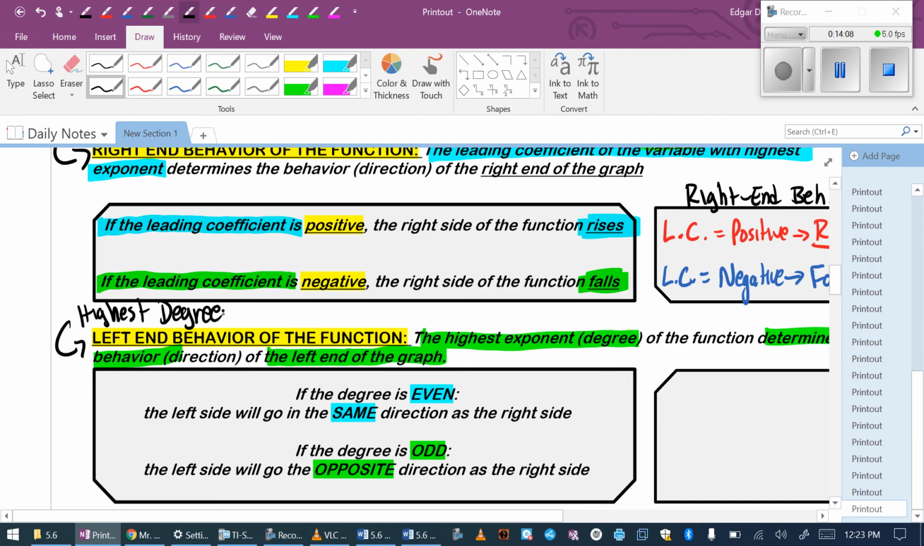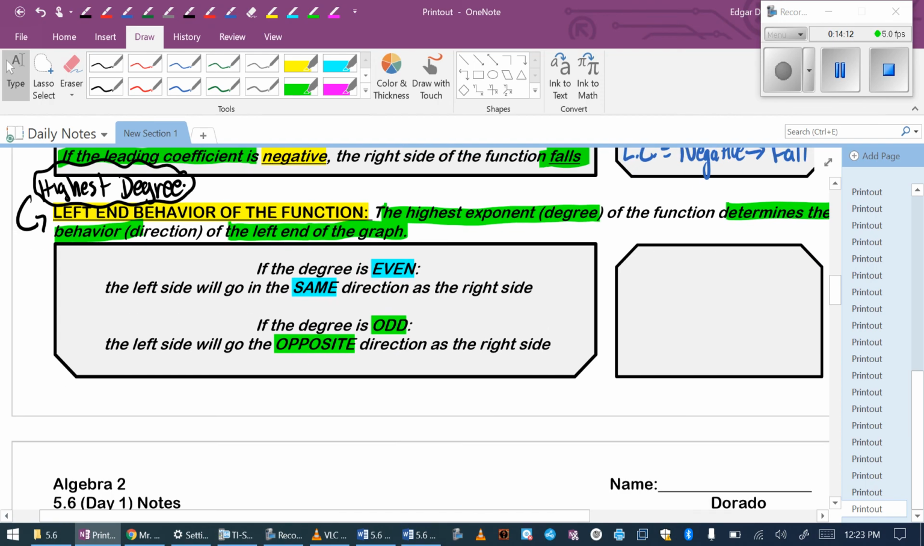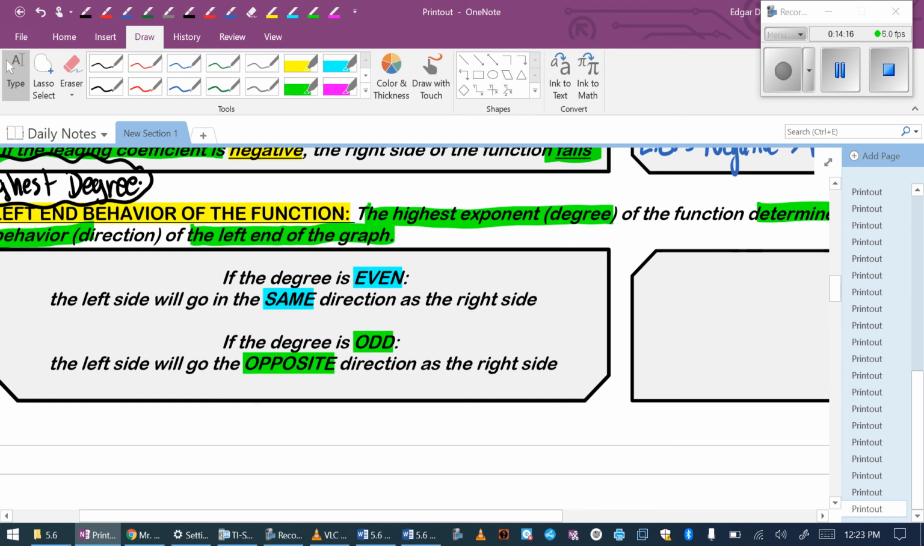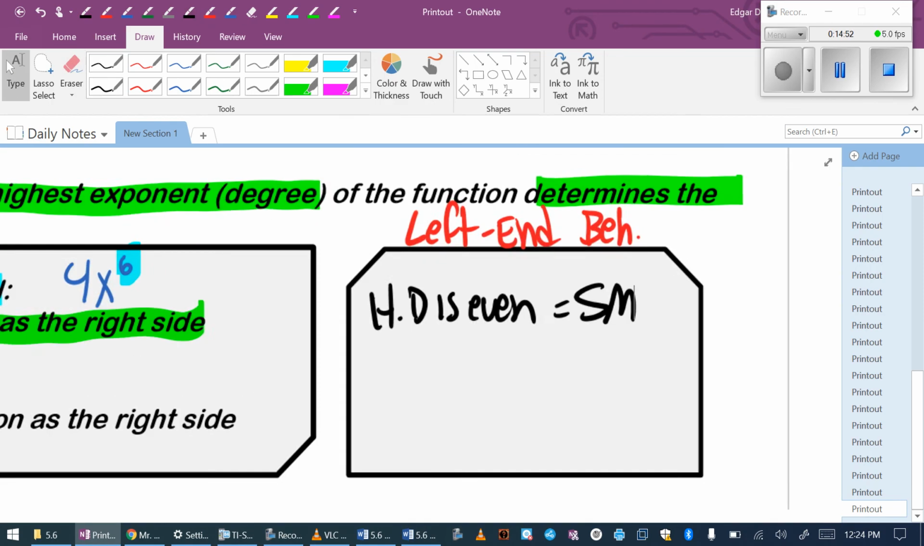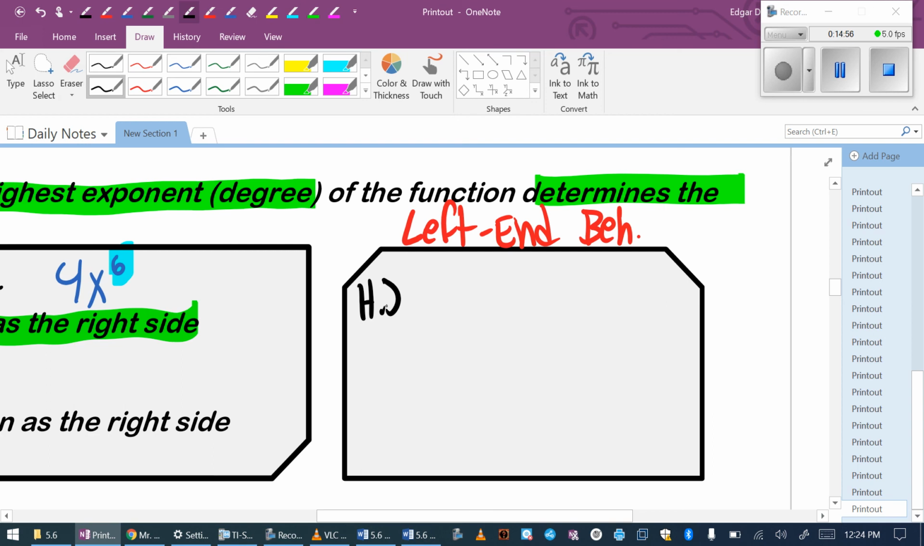Now, what about the highest degree? Well, that's what we're going to figure out right now. Okay, here's what it says. If the degree is even, so if I have something like 4x to the sixth power, that power is even. If the highest degree is even, then the left side will go in the exact same direction as what the right hand side did. So let's go ahead and summarize that, guys. So for the left end behavior, if the highest degree is even, you're going to go ahead and do the same as the right side.